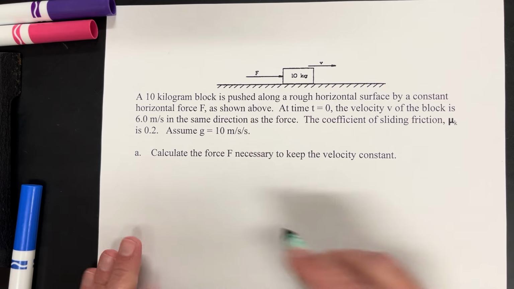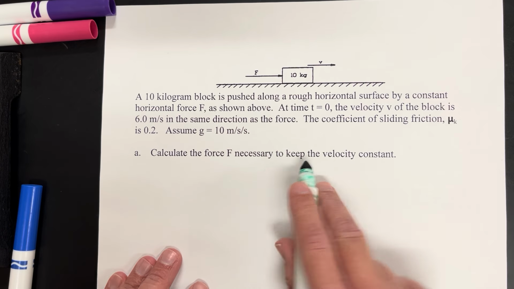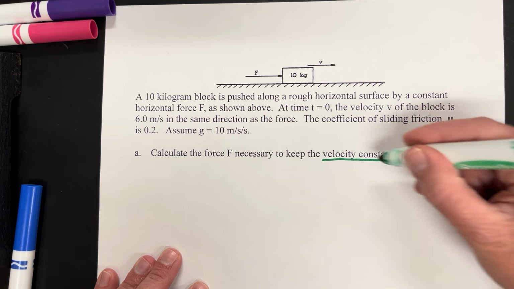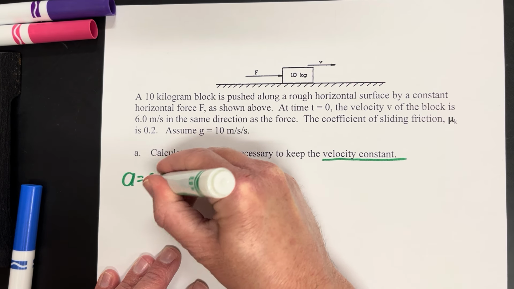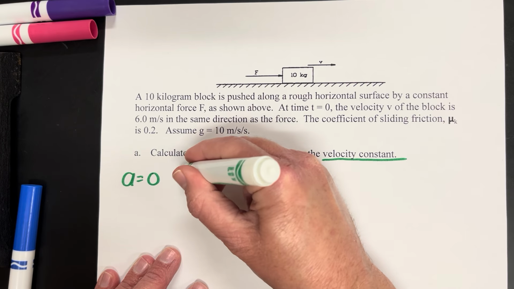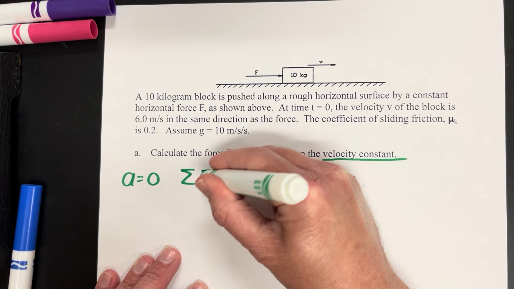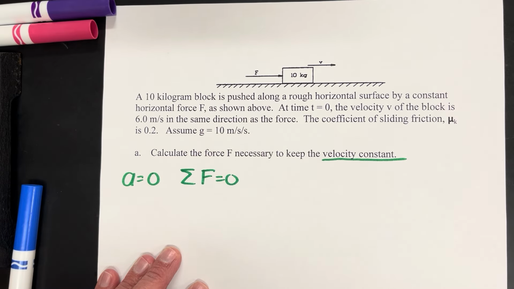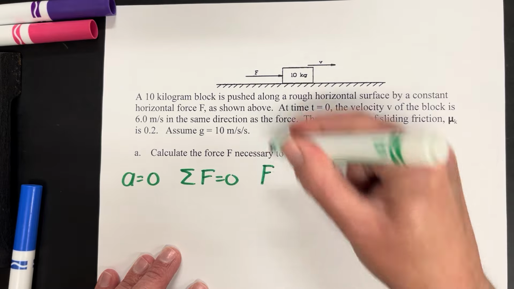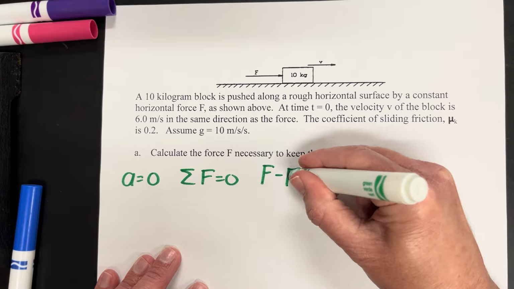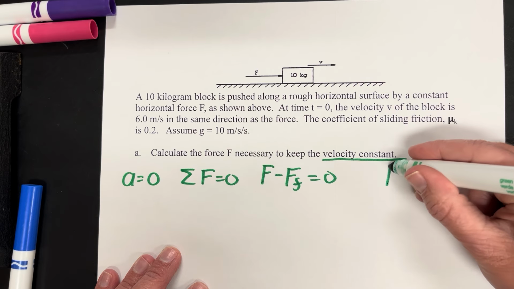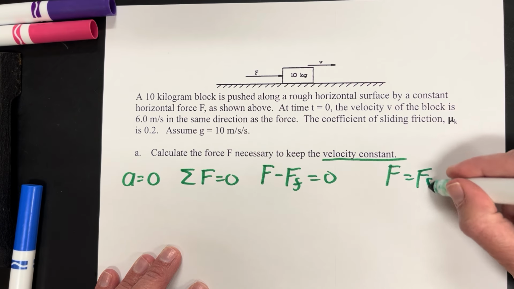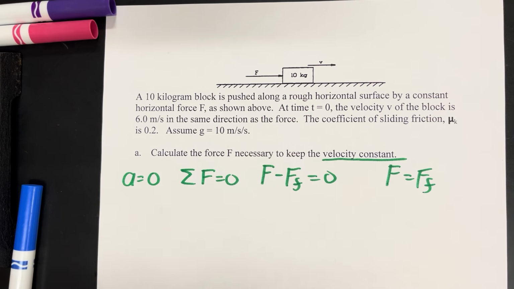So first thing they ask is to calculate the force necessary to keep the velocity constant. A constant velocity means the acceleration is equal to 0, and if the acceleration is 0, then the net force is equal to 0 as well. We've got this force F forward, but we've got friction backwards, and those wind up being equal. So your force just has to be equal to the force of friction.